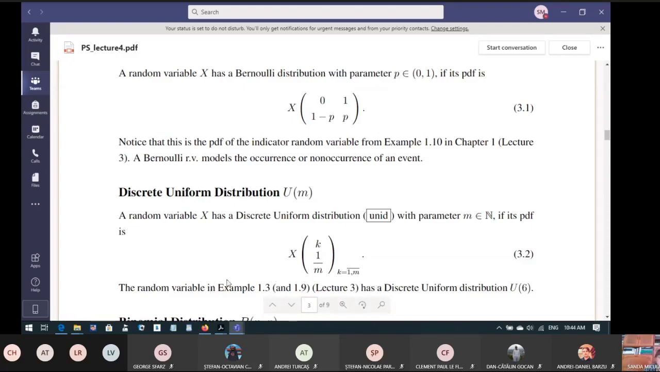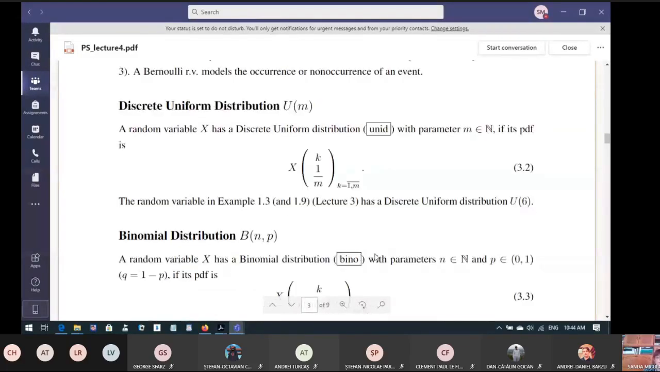Okay, easiest way to picture it, that example that we talked about, rolling a die. The experiment of rolling a die, let X be the number that shows on the die. That's a discrete uniform distribution with parameter 6. Indeed, it takes the values from 1 to 6. They're equally probable, and each has probability 1 over 6.